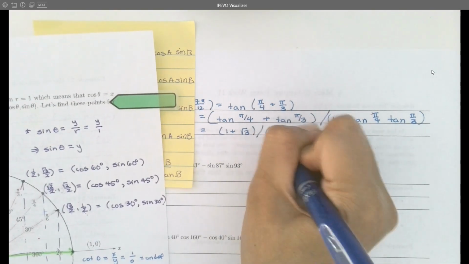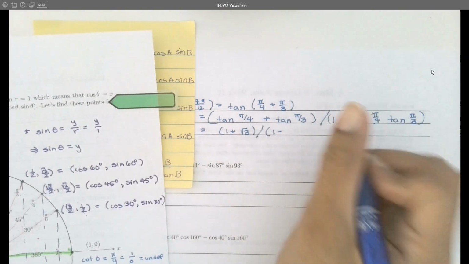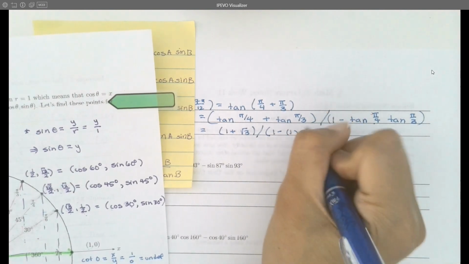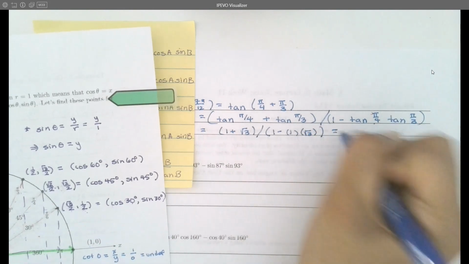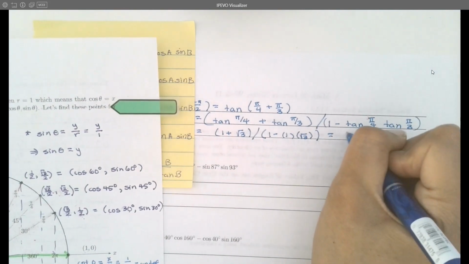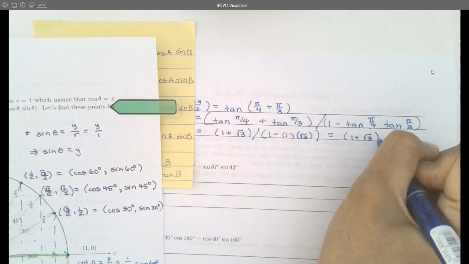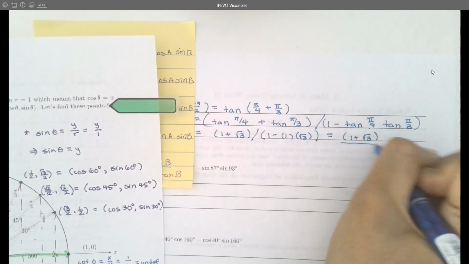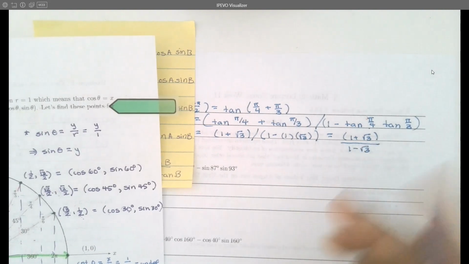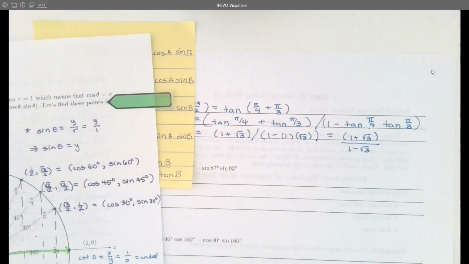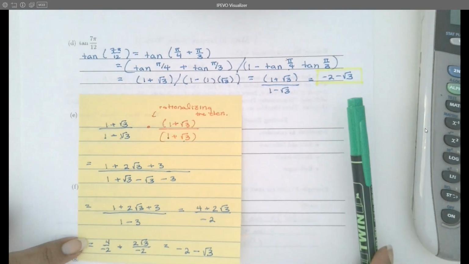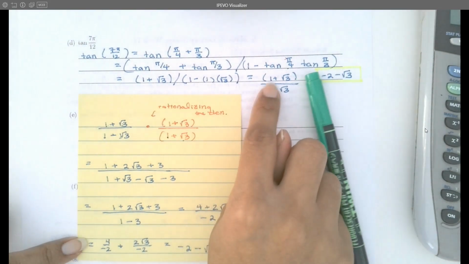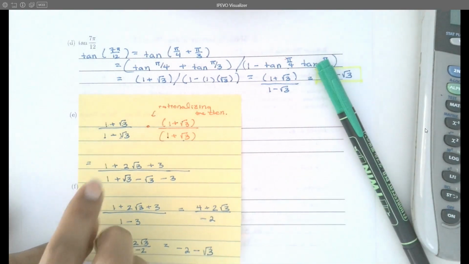Okay, and then in the bottom we'll have 1 minus tangent of pi over 4, which we said was 1, times tangent of pi over 3, which we said is radical 3. So in the end, well, not completely the end, because we have 1 plus square root of 3 over 1 minus radical 3. And if you recall, we don't like to leave radicals in the denominator for any problem. So to rationalize 1 plus radical 3 over 1 minus radical 3, we go through the following steps.